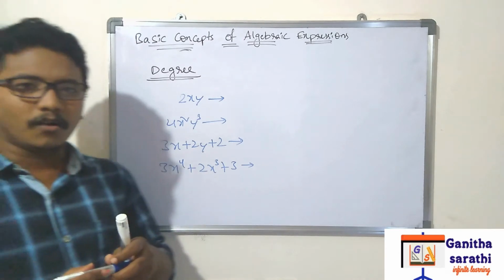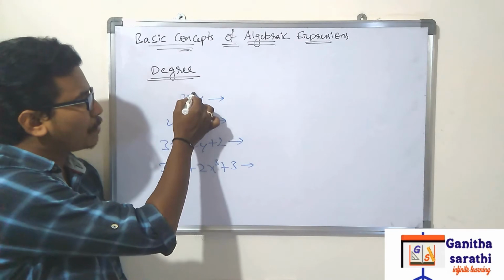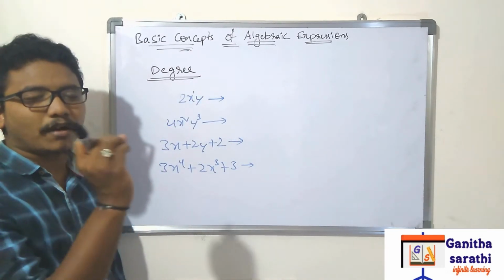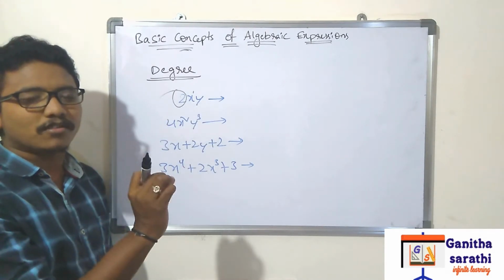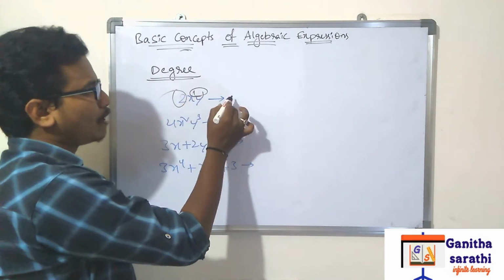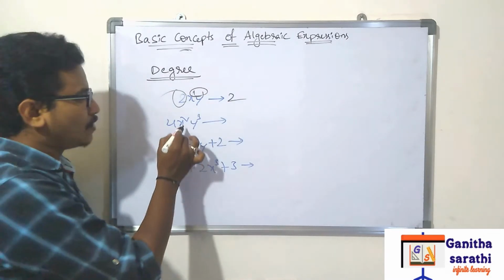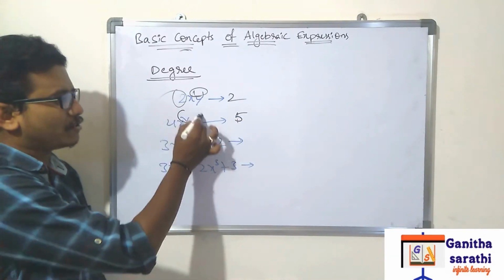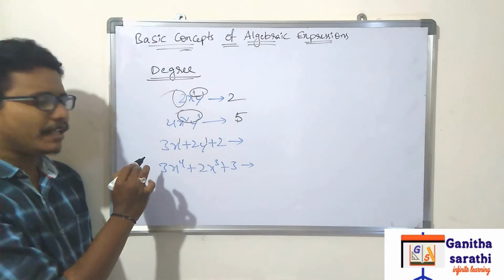Now see, we will define degree very simply. What is the power of x? Degree means you have to see the power of variables only, not the constant terms. Okay, 2 x power 1 y power 1, how much is the power? 2. So the degree of the expression is 2. Here what is the degree of the expression? 5, because 2 plus 3 is 5. Here 1, here also 1. So what will be the degree?